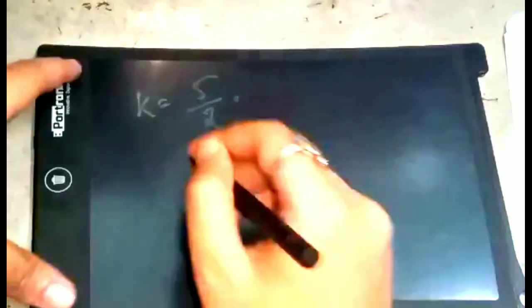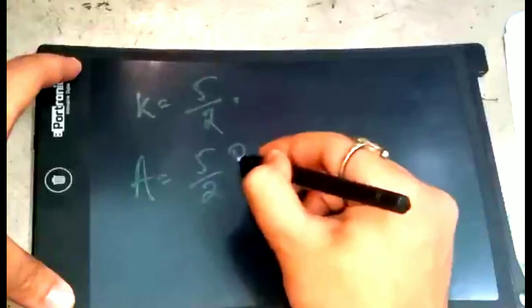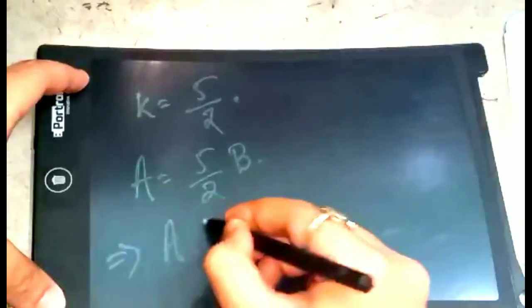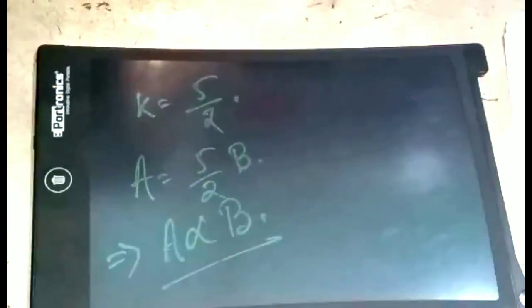So how can we write it? We can write it as A equal to 5 by 2 into B. Or, to remove the proportionality sign, we can write A proportional to B, directly proportional. So this was a simple problem on direct variation. Now we'll have another problem to check whether the variation will be inverse or not.